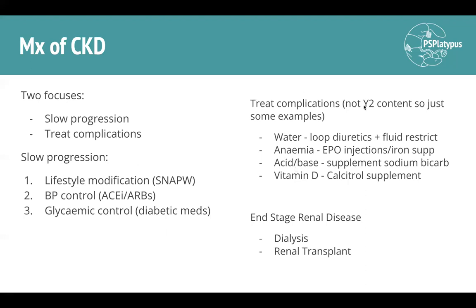Treating complications is not really your too competent, so I'll just give some examples of that. Like for the water buildup, you want to give loop diuretics and fluid restrict them, so you get rid of all the water and don't put in as much. For anemia, you can give the EPO injections if it's quite severe, or give iron supplementation. For acid-base disorders, you can supplement with sodium bicarb if it's really quite bad. And for vitamin D, you can give a calcitriol supplement. And finally, in end-stage renal disease, where the GFR gets really, really low, you only really have two options. You either put them on dialysis or you go for a renal transplant.